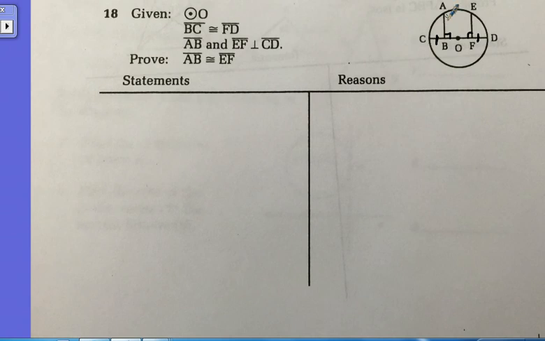If we wanted to, we could draw in two radii right here. Knowing radii are congruent, I believe we could get to HL postulate. We've also got CO and DO as congruent radii. So if we subtract CB from CO and FD from DO, we can state that BO is congruent to FO.